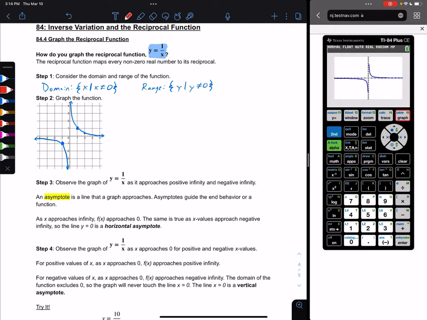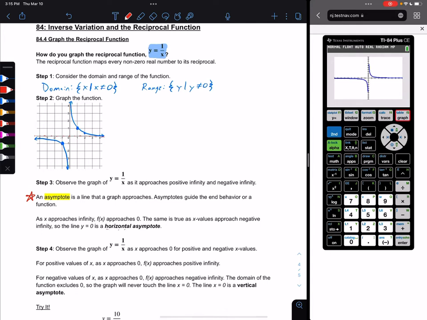Well, what happens here is we have this statement here where an asymptote is a line that a graph approaches. Asymptotes guide the end behavior of a function. So as x does approach infinity, so as x is going to the right, f of x approaches 0. So your y values start to get really close to 0. And the same is true as x approaches negative infinity, so going left. The y values get closer and closer to 0. So the line y equals 0 is what's called a horizontal asymptote. All right, and I'm just going to put a dotted line here to represent that.